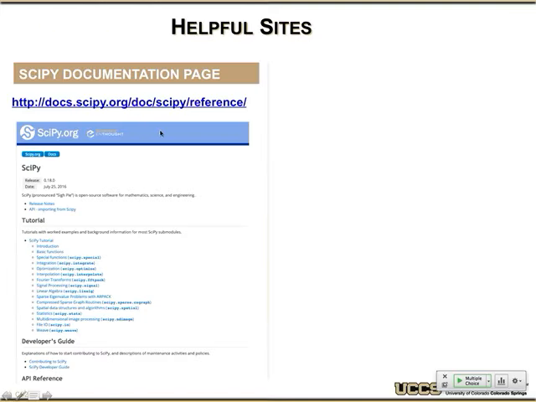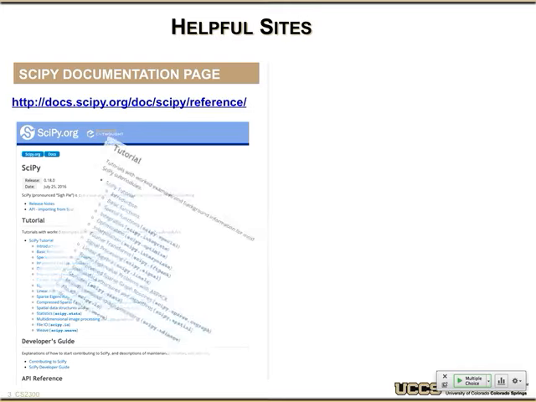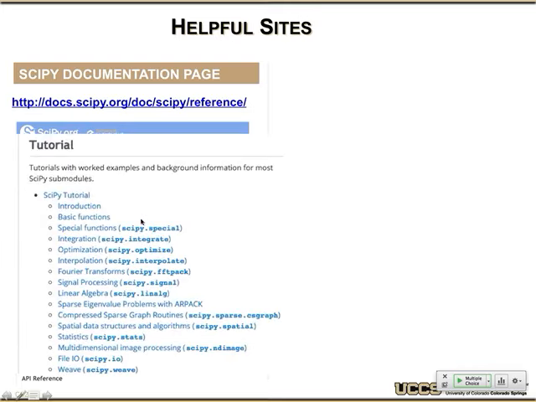So a couple of helpful sites. The SciPy documentation page is docs.scipy.org, and then there's a bunch of references underneath it. So it's not sci-fi, it's SciPy, but you know, maybe it's a genre you'll get into. And there's a decent tutorial for a bunch of stuff. Do not spend your time reading all of those right now. We will only use maybe the linear algebra package and whatever. There's a ton of other stuff in there.